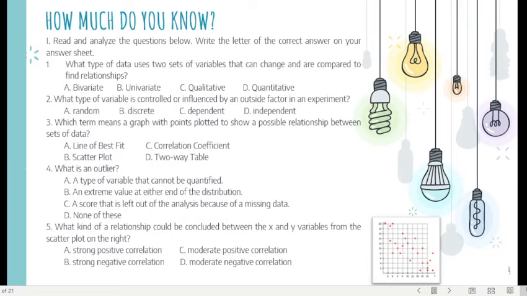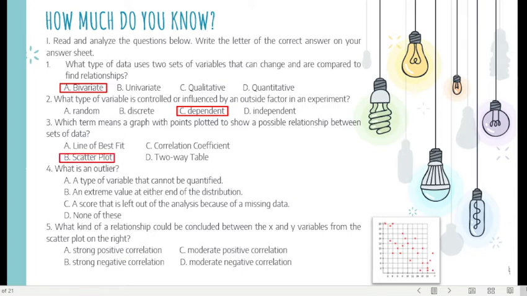So for the answers in "How much do you know?" For number 1, what type of data uses two sets of variables that can change and are compared to find relationships? The correct answer is A. Bivariate. Number 2. What type of variable is controlled or influenced by an outside factor in an experiment? The correct answer is C. Dependent. Number 3. Which term means a graph with points plotted to show a possible relationship between sets of data? The correct answer is B. Scatterplot.